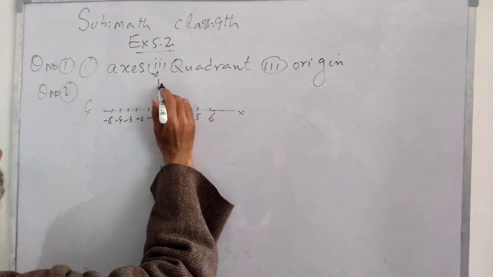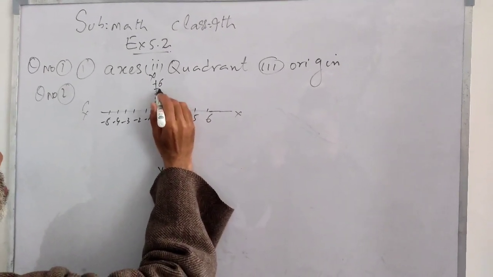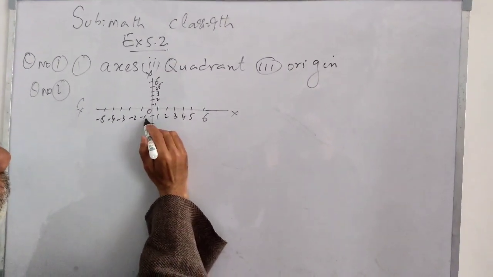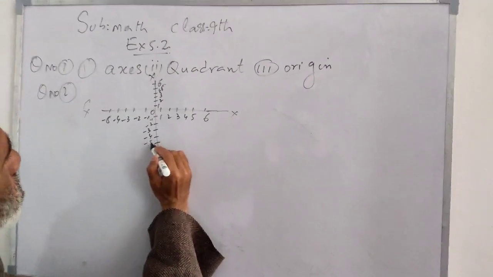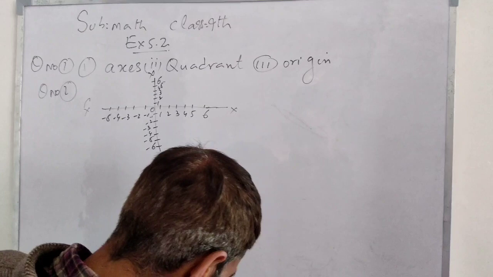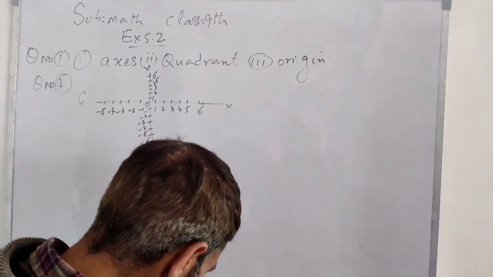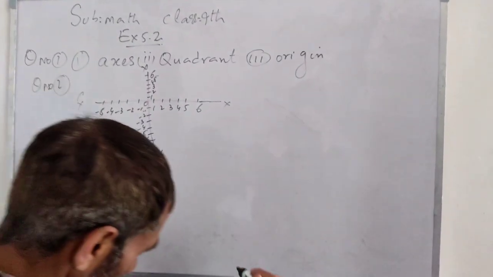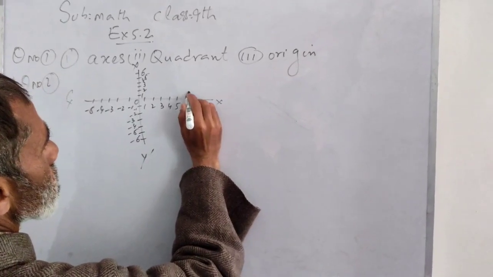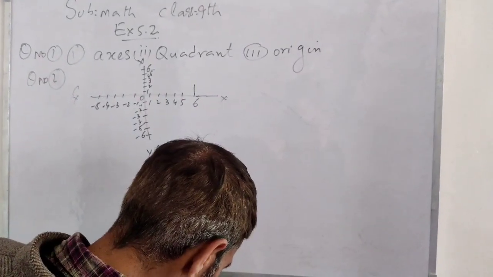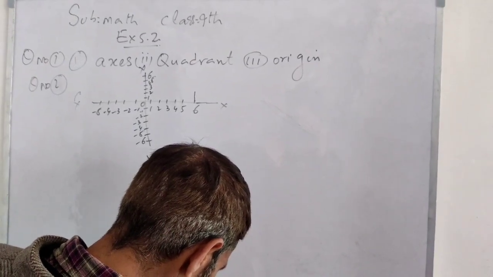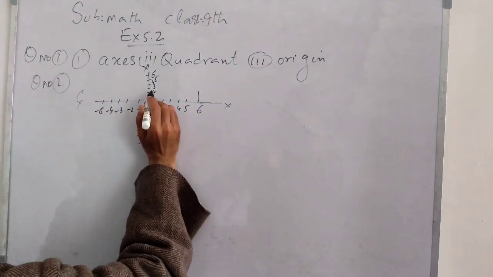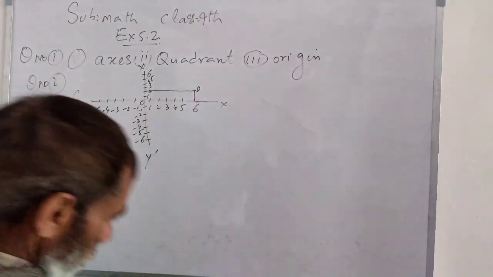1, 2, 3, 4, 5, 6. On negative y-axis, some units are denoted. Now, there are some points given. For example, here is D. 6 units from y-axis and 2 units from x-axis. This is the position of D.